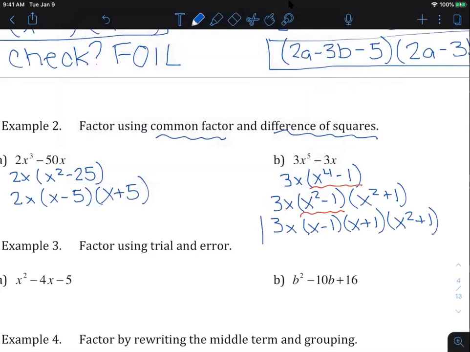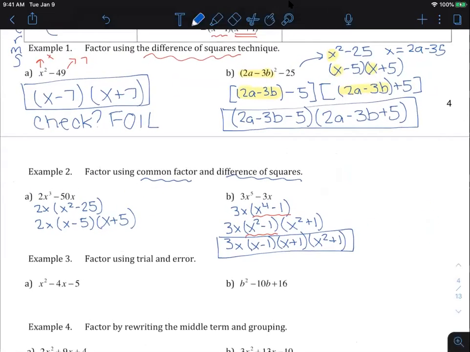We don't have a sum of squares. That cannot factor. That's FOIL. That's prime. X squared plus 1 stays.